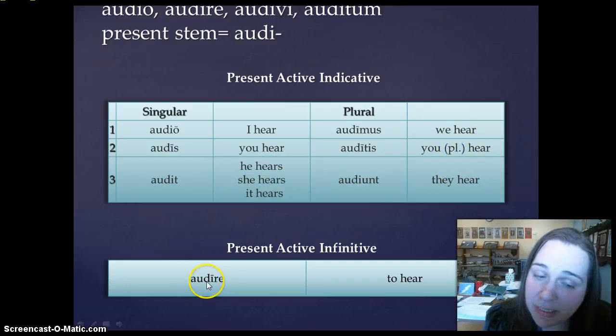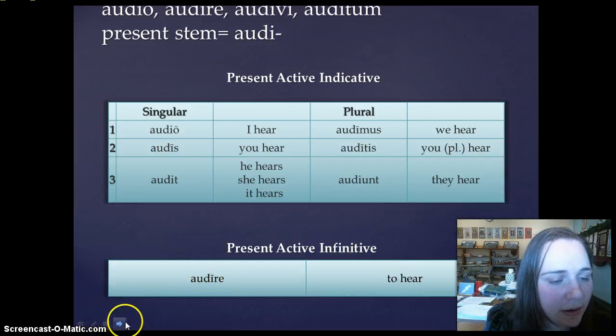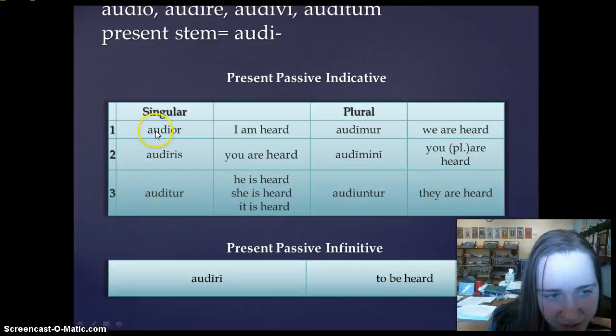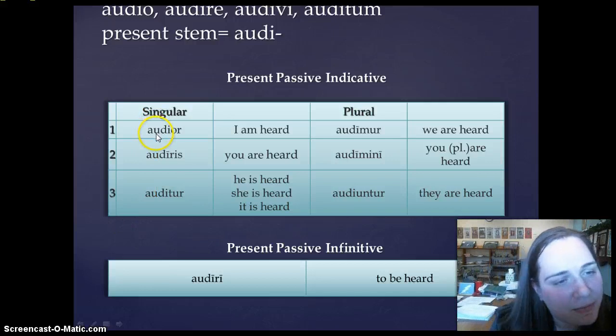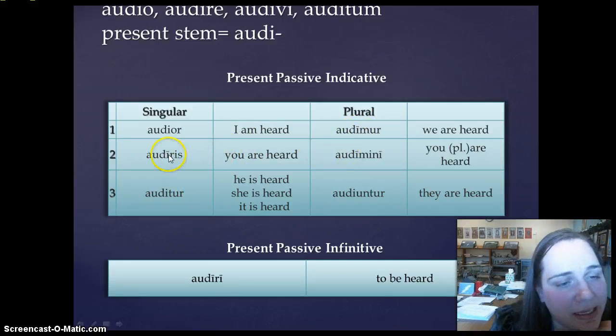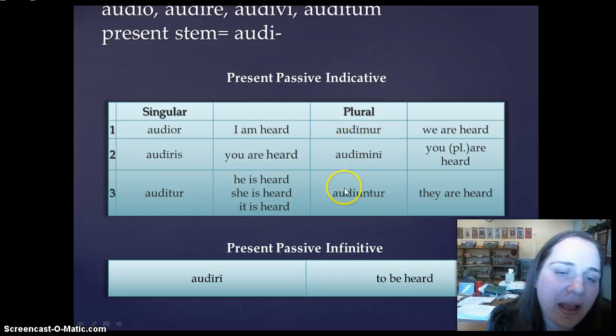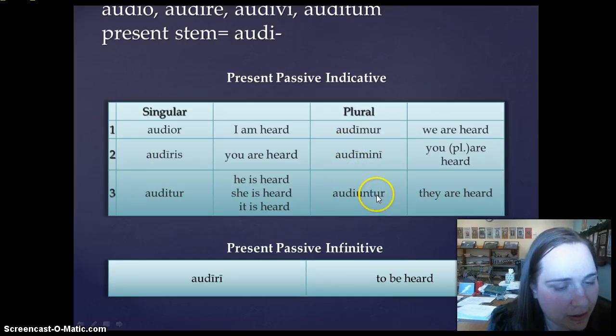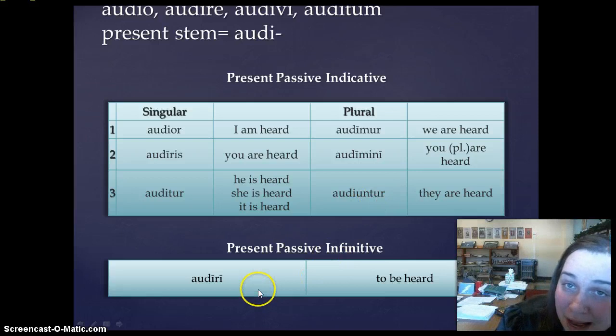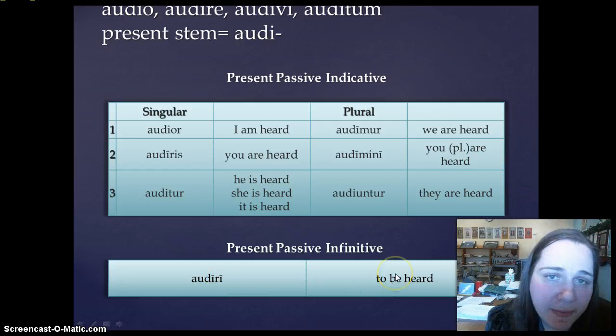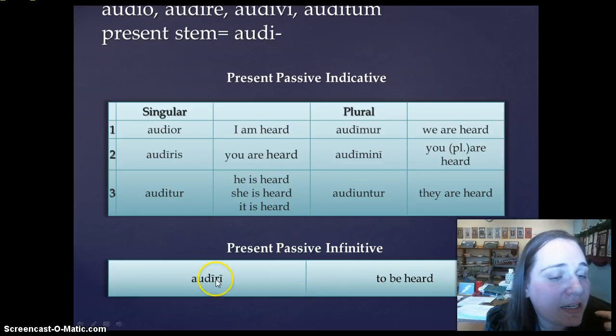Present active infinitive, second principal part, audīre, and it means to hear. And then in the passive, we have the first principal part plus the ending, right? Audior, I am heard. And then we have the present stem plus the personal passive endings, right? The passive personal endings, audīris, audītur, audīmur, audīminī, and then we have the connecting vowel one more time, audiuntur, third person plural, okay? Just remember that the present passive infinitive forms by removing that final E and replacing it with an I. So to be heard, the present passive infinitive is audīrī.